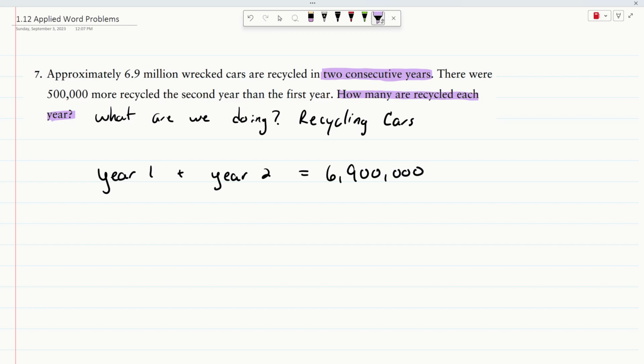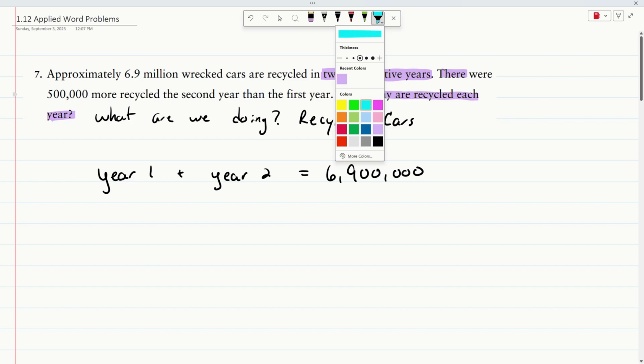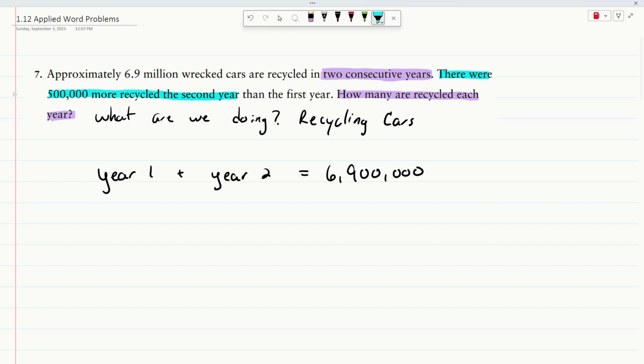Now, they don't tell us anything about these years. All they say is, and this is the most important sentence in this entire problem, there were 500,000 more recycled cars the second year than the first year. So I have no idea how many cars were in the first year. But what I do know is in the second year, there were 500,000 more. So what I'm going to do is I'm going to let X equal the number of recycled cars in year 1. Because I have no idea what that is.